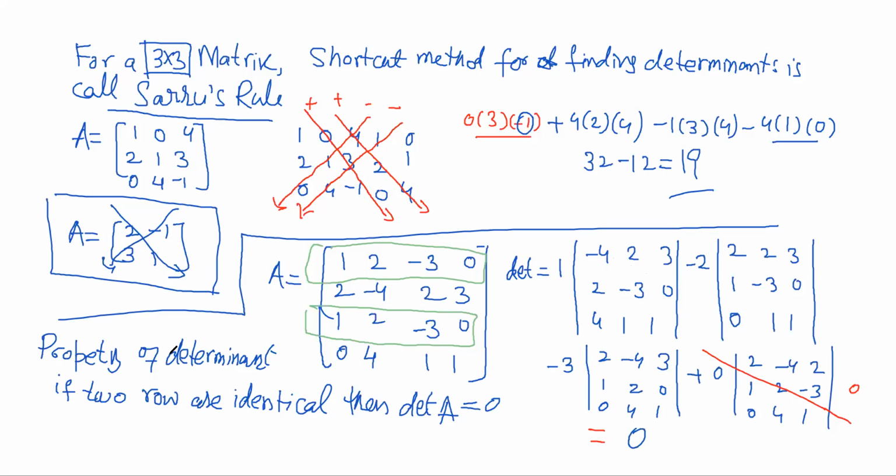So this is one of the properties of the determinant, that the determinant will be 0. Is it applicable to every two rows? Yes, for any two rows. Even if there are 3 rows which are identical, then that determinant will be 0.